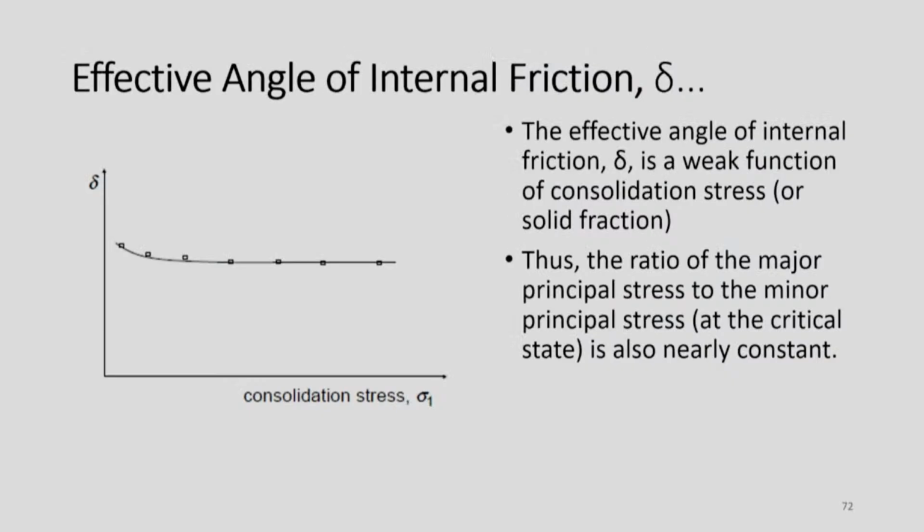So the effective angle of internal friction in general is a weak function of consolidation stress. At lower consolidation stresses it might change a bit, but at higher consolidation stresses usually they are plateaued, they don't change much. So this ratio also almost remains constant, just for the angle of internal friction, but other properties will change.